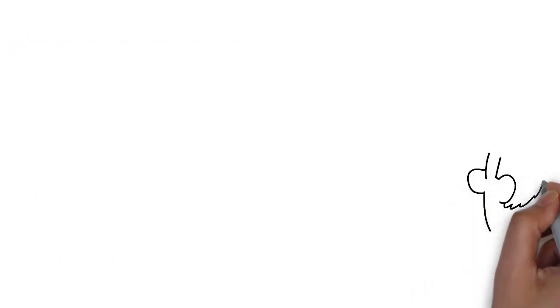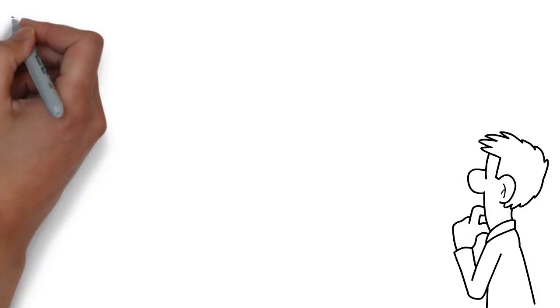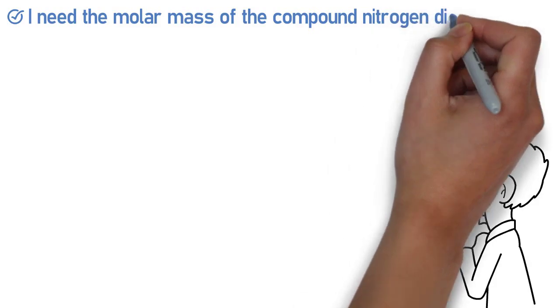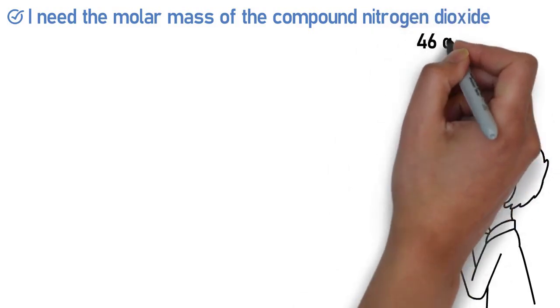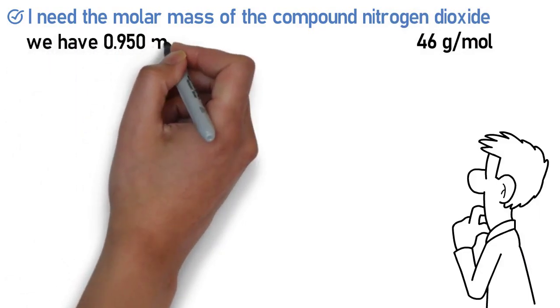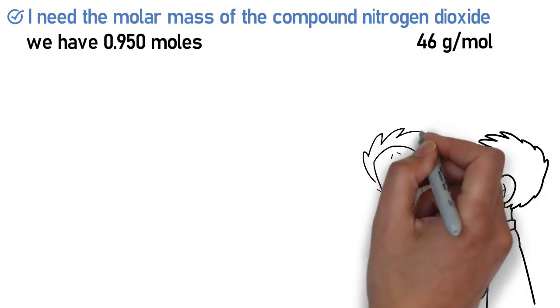Now that we have solved this by just thinking through the problem, let's look at solving this through the conversion method. First, I need the molar mass of the compound nitrogen dioxide. We previously found this to be 46 grams per mole. Our problem states that we have 0.950 moles, so this is what we have, and we are asked to find grams. How do I do this?